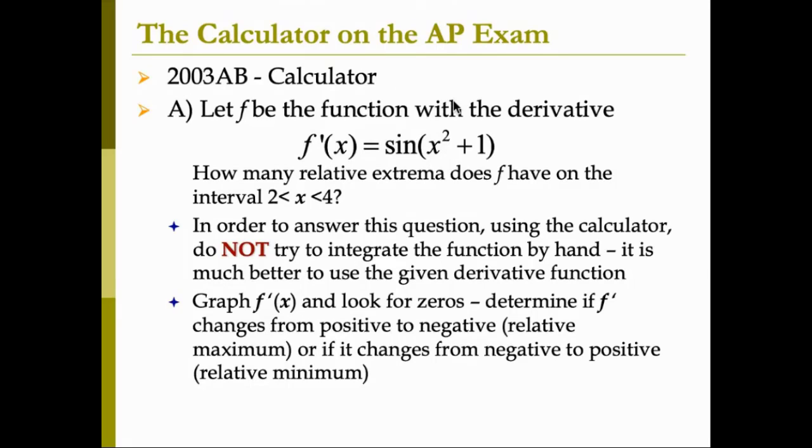If you try to integrate this, remember there's a plus c, so you'll never know what the actual function is. So there's no point in that. We might as well just use the function that they gave us, okay? And secondly, the graph of f prime, we're going to look for the zeros because those are critical values. We're going to determine when it changes from positive to negative because those are going to be our relative extrema. If it changes from positive to negative, it's a relative max. From negative to positive, it's a relative min.